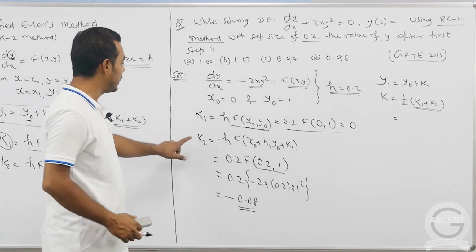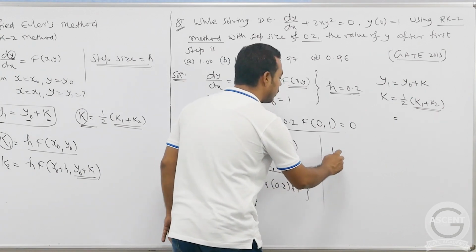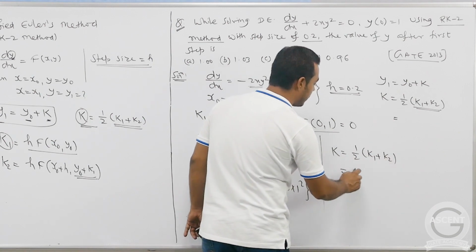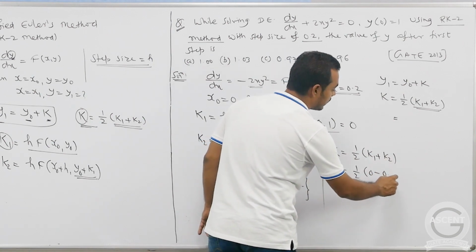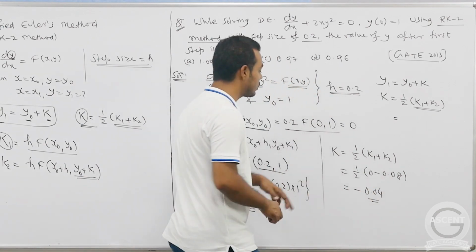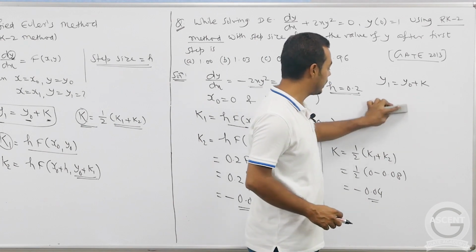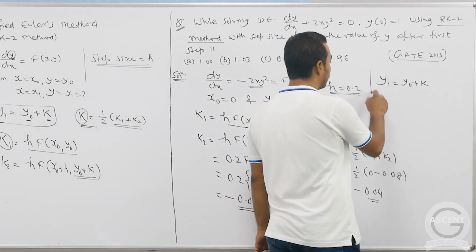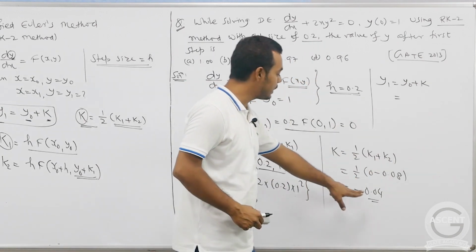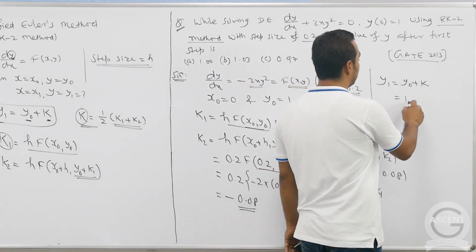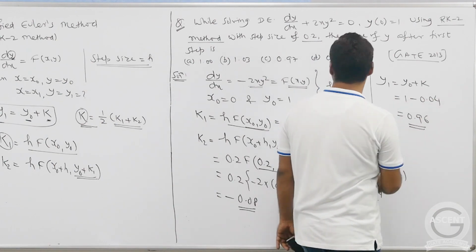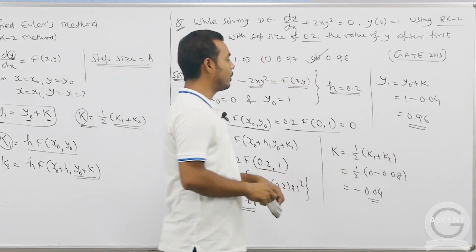Now once you have calculated k1 and k2, the value of k will be half of k1 plus k2. So this will be half of, k1 is 0, k2 is minus 0.08. So this will be minus 0.04. So in place of k we have obtained this minus 0.04. So finally our y1 will be, y0 was 1 and k is minus 0.04. So this will be 1 minus 0.04, which is 0.96. So the correct answer for this question is option D, 0.96.